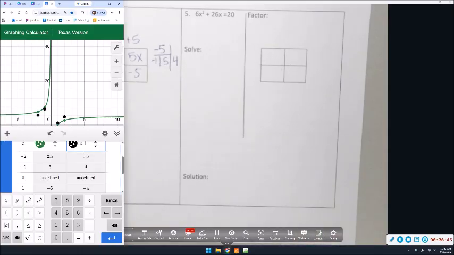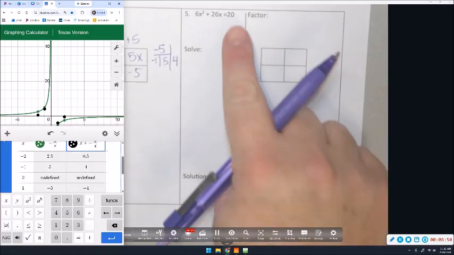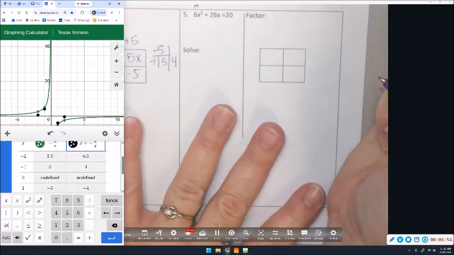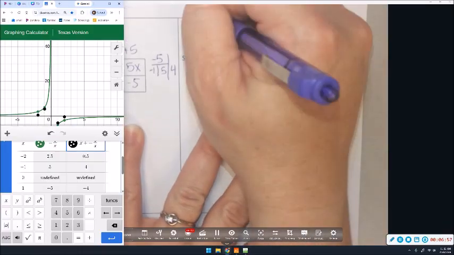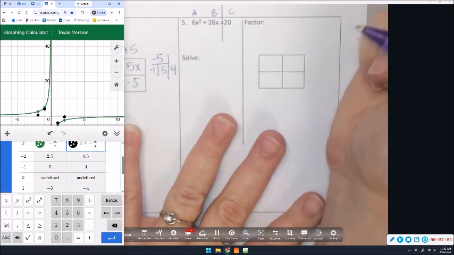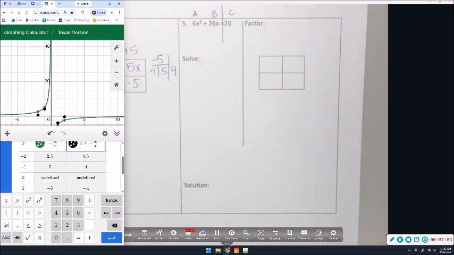What's wrong with it? It doesn't equal 0, and my C term is over here. So we know this is A. How do I know that's my A term? Because it has the x squared. How do I know that this is my B term? Because it has an x. So on the other side of the equal sign is my C. I need them all on one side. It has to equal 0.